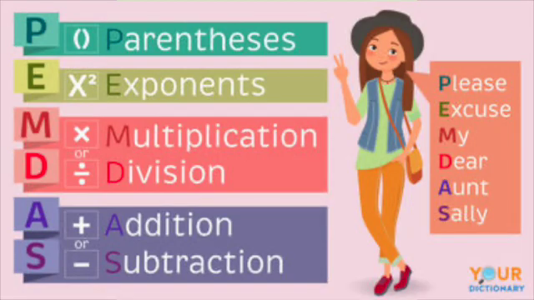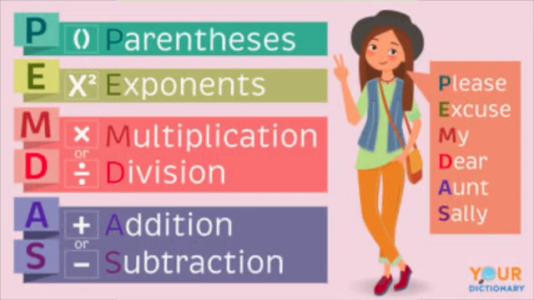The order is as follows. First, we compute the numbers within parentheses. Then we apply exponents. After that, we multiply and divide, moving from left to right. And finally, we add and subtract, moving from left to right.